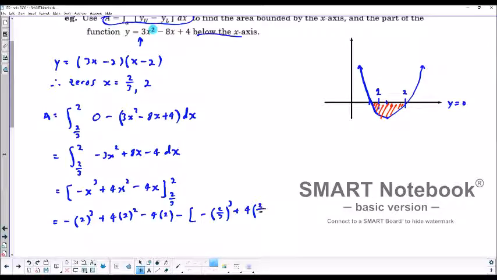And I won't be showing all the steps of this. That'll be for you to verify yourselves. And a few steps later, we would see that the result is 32/27 units squared. Okay, so please go through that and verify and make sure that you understand all the steps in order to find this area between y equals 0, or the x-axis, and that graph, y equals 3x squared minus 8x plus 4.